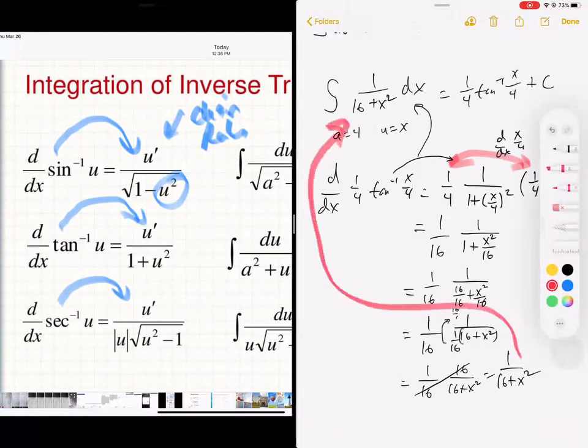Back over here. Just to prove that this would have worked. Okay, let me pause.